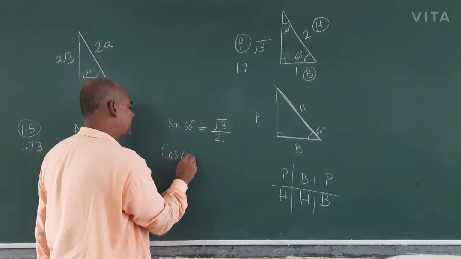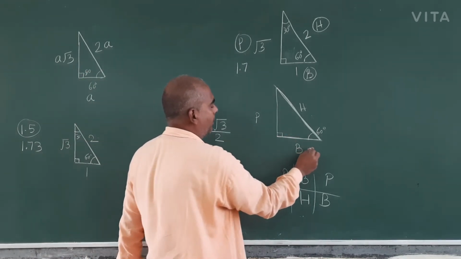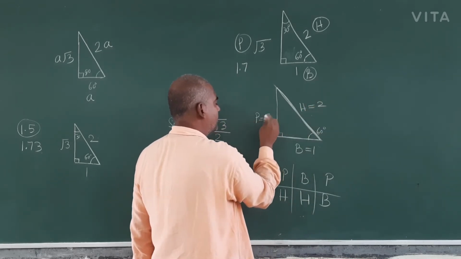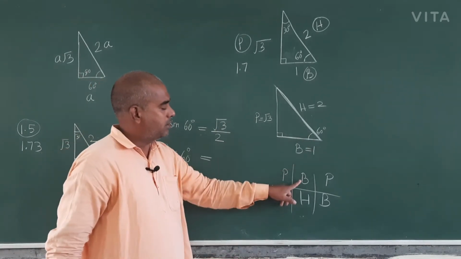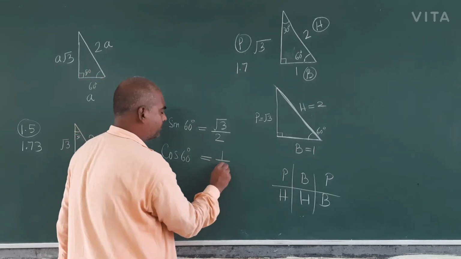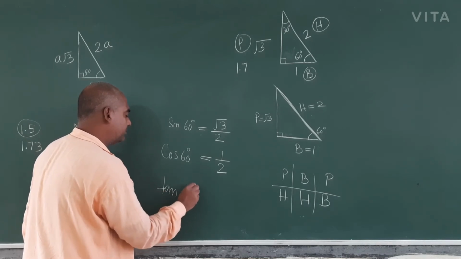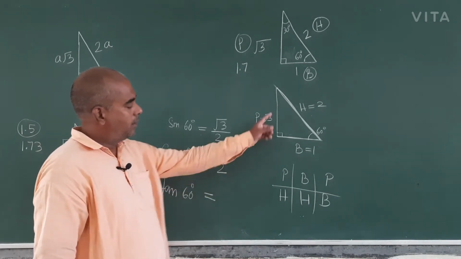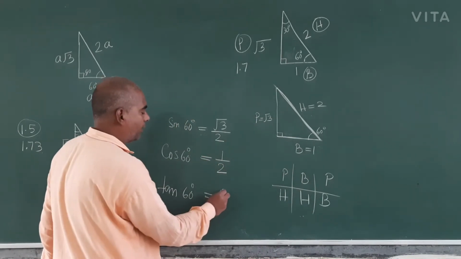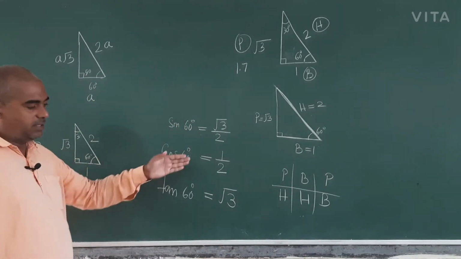What about cos 60? In this, for cos 60, the base is 1 and the hypotenuse is 2 and this is root 3. So cos 60 is base by hypotenuse, 1 upon 2. Tan 60 is perpendicular by base, root 3 by 1, which means root 3. So these were the ratios for 60.